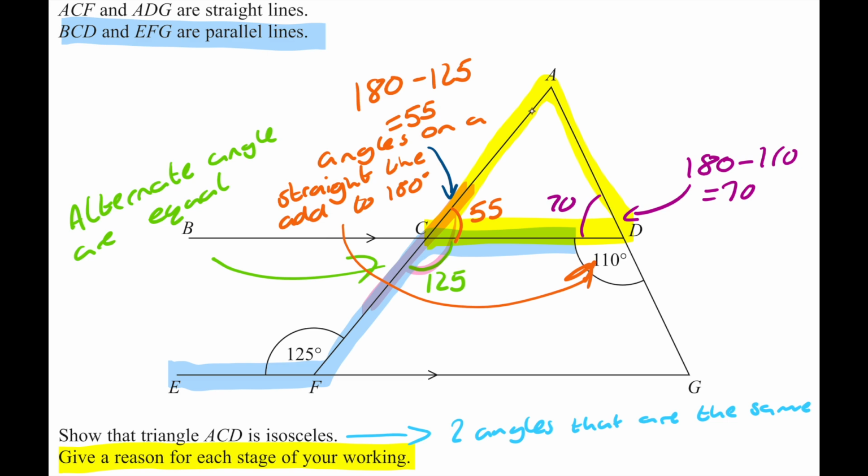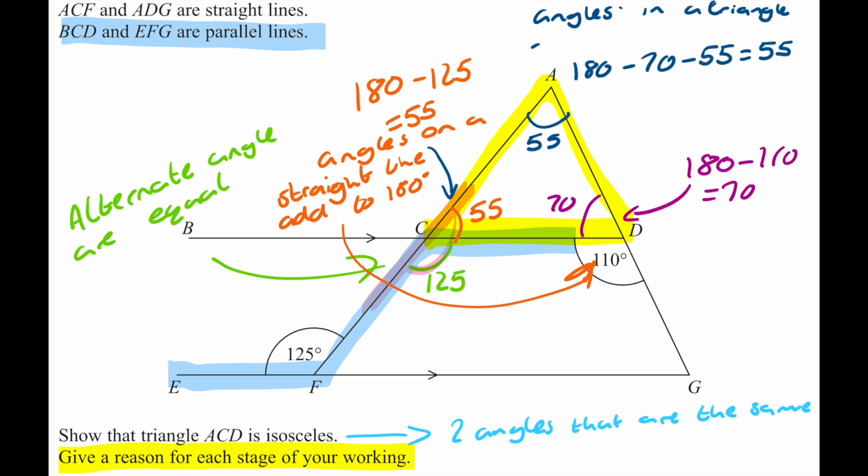We now need to find that top angle there, and we're going to do that by using the triangle rule, angles in a triangle add up to 180 degrees. So we can find this angle here by doing 180 minus 70 minus 55, which gives you 55 degrees. Our rule for that is angles in a triangle add to 180 degrees, and like I mentioned earlier, the rules are just as important.